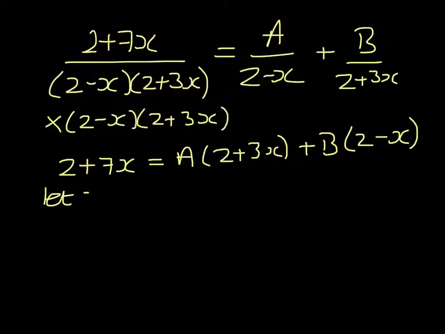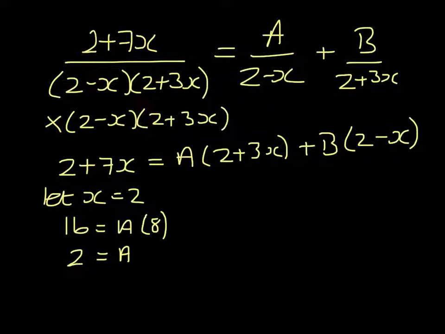I'm going to let x equal 2. So 2 plus 14, which is 16, equals A times 2 plus 6, which is 8, and 2 take away 2 is 0, so the B is eliminated, and we have that A is 2. If we substitute in minus 2/3, then the x will disappear in the A, and we'll be able to work out B.